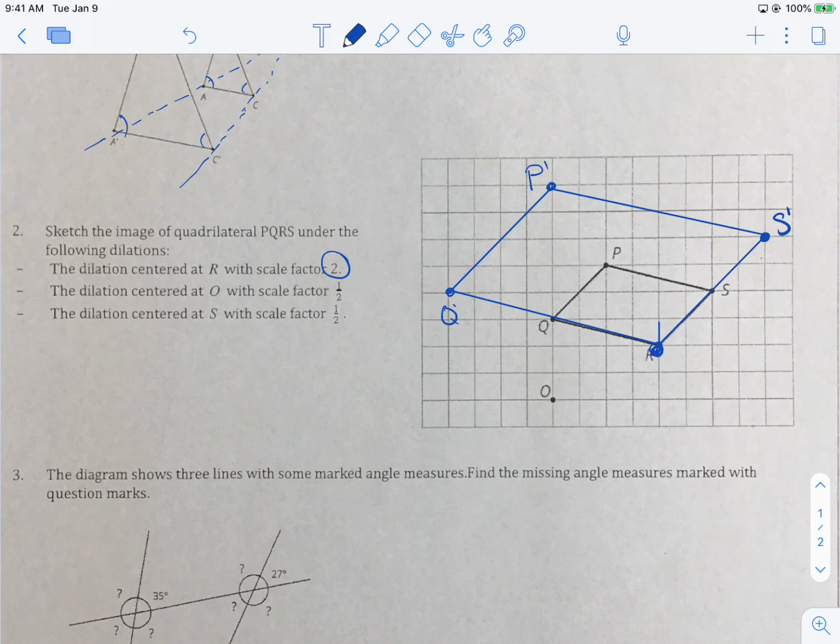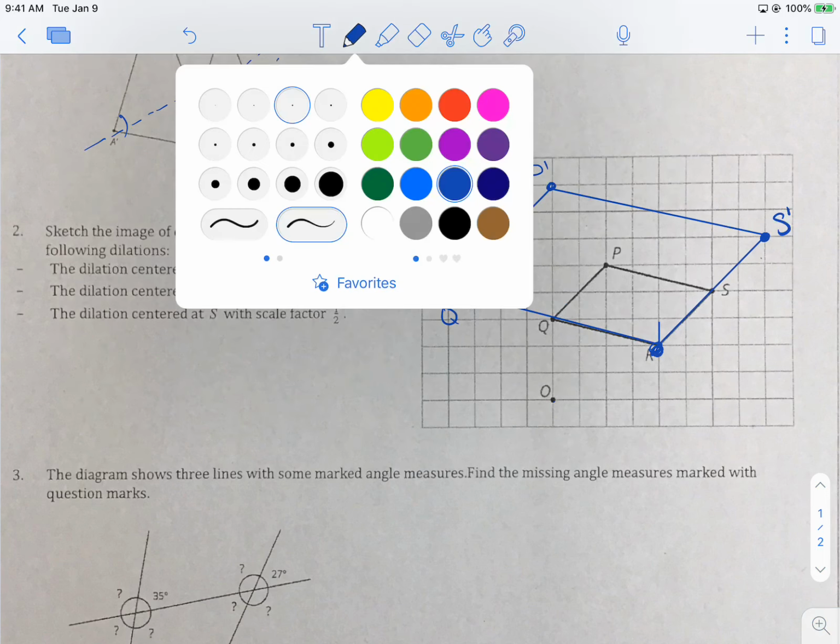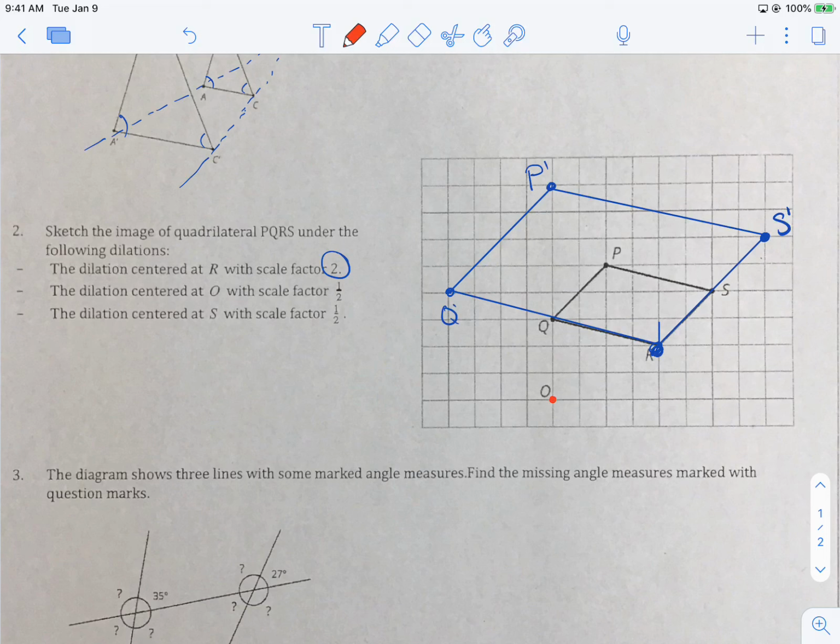The next one says dilate using the center of O, and O is down here. So let's use a different color so we can see. So we have O down here. And this time we're doing a scale factor of 1/2. So if we're thinking about where this shape is originally, here, and we're using this center that's down underneath it, and we're using 1/2, we need to realize that somewhere in this vicinity right here is going to be our new shape. It's going to get closer to the center. All right, so let's see what we can do. Get rid of our little red marks.